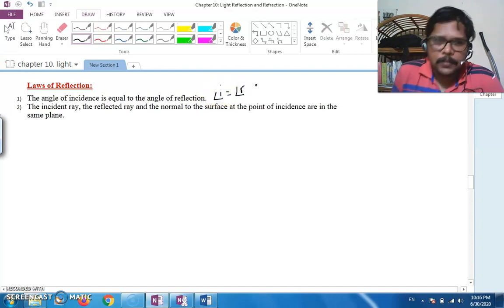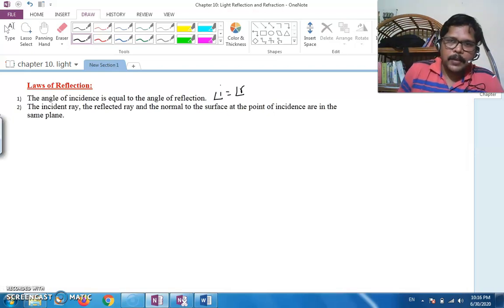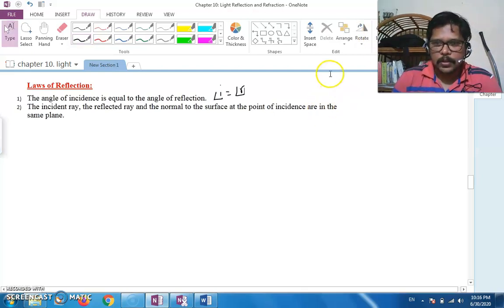The second one is the incident ray, the reflected ray, and the normal to the surface at the point of incidence. All the three lie in the same plane. So that's the second law. These two laws are very much important for reflection.